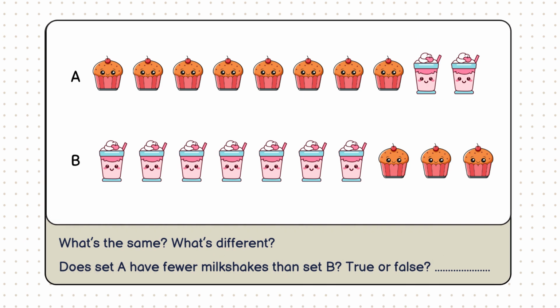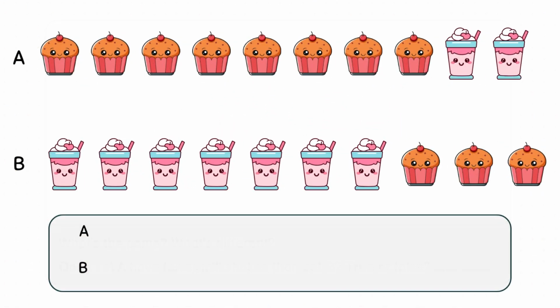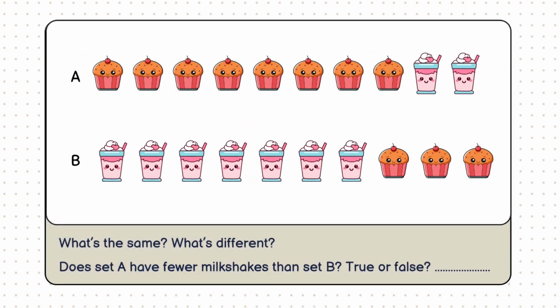Now, let's think about this next question. Does Set A have fewer milkshakes than Set B? Let's count. Set A has 2 milkshakes and Set B has 7 milkshakes. So, is it true that Set A has fewer milkshakes? Yes, that's true. Set A has fewer milkshakes because 2 is less than 7. Great job.